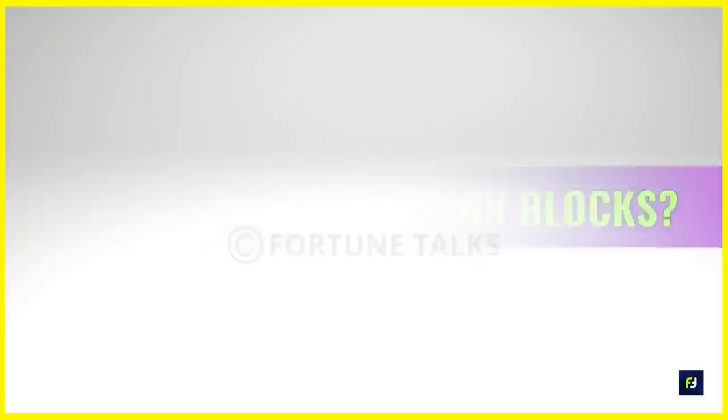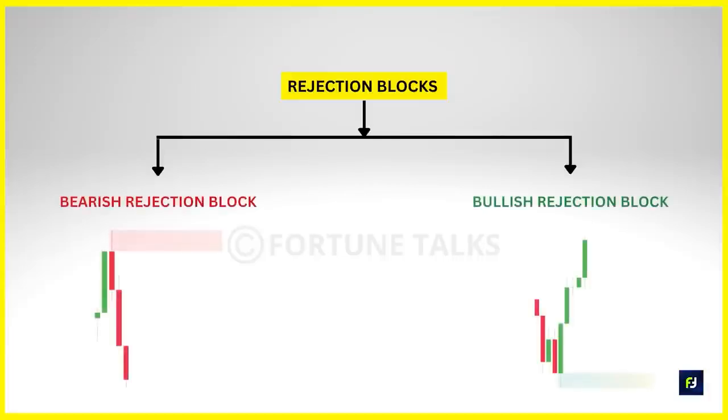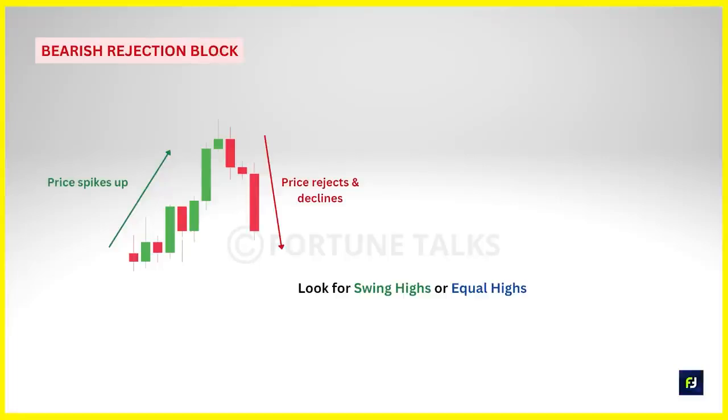Now that we know what to look for in the charts, let us learn to mark rejection blocks in the correct manner. Rejection blocks are classified into two types: a bearish rejection block and a bullish rejection block. The logic for constructing a rejection block is very simple. Let's start with a bearish rejection block. A bearish rejection block occurs when the price spikes up but then falls rapidly, indicating a rejection of higher prices, thereby signaling a potential downward movement.